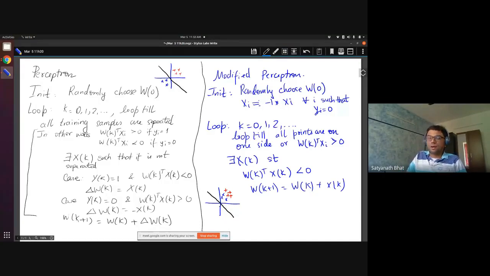A good question to ask is why are we studying this modified perceptron? The reason is very simple. It is just easier to analyze in the modified sense. It will be much simpler. There will not be so many cases. So I will just pause here. If there are any questions from the class on these two algorithms, I will take them now.